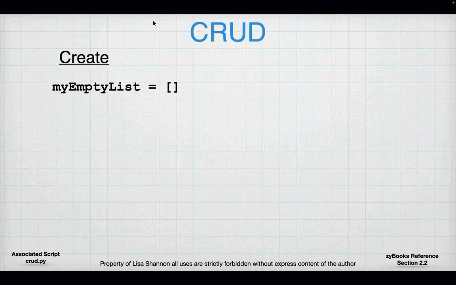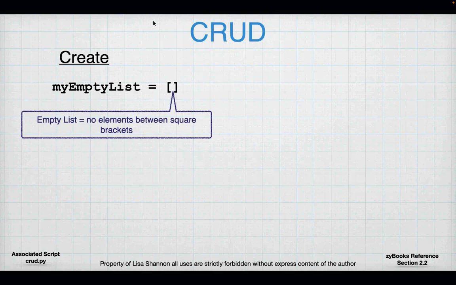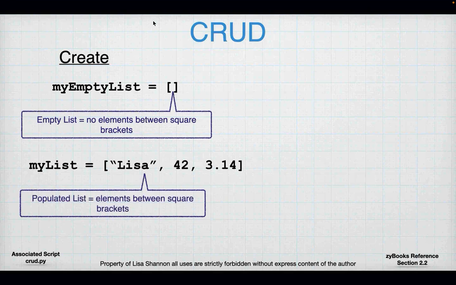So when I create a list, I can create an empty list. The empty list has no elements between the square brackets. This is completely valid. I can also create a list with information in it. So I can create a populated list. It's the same as the list was on the last slide.